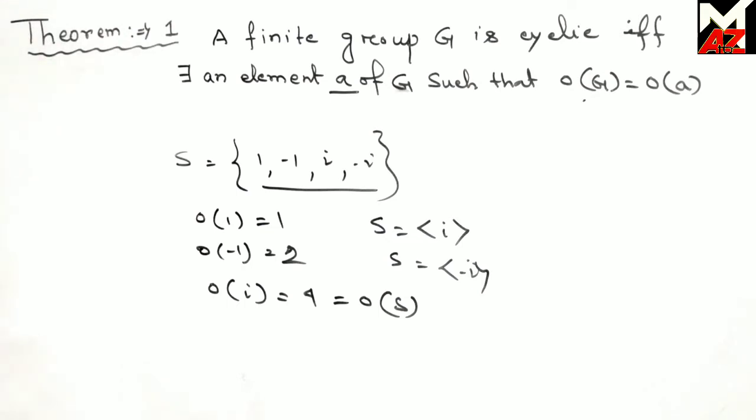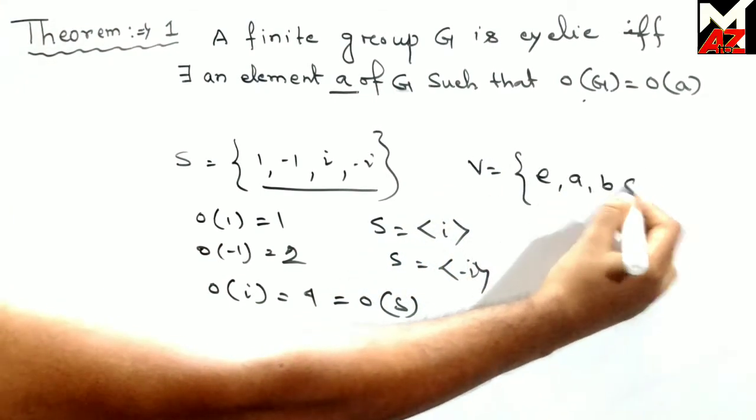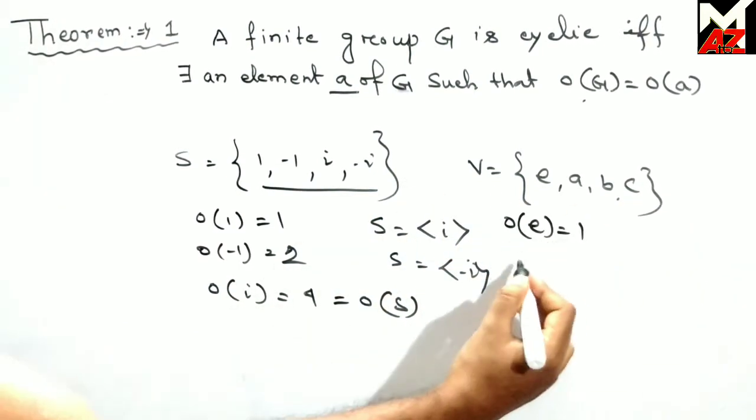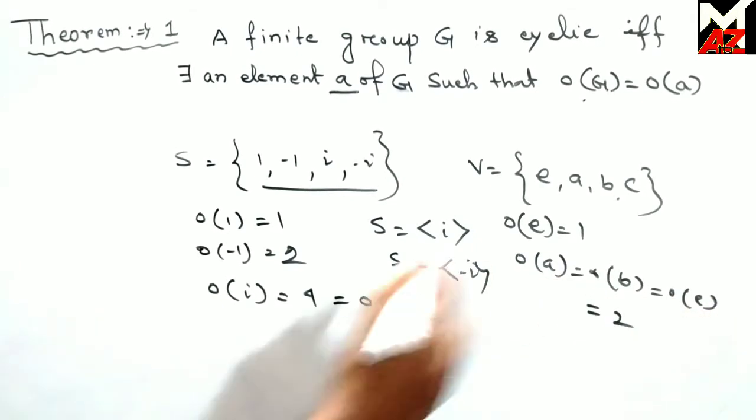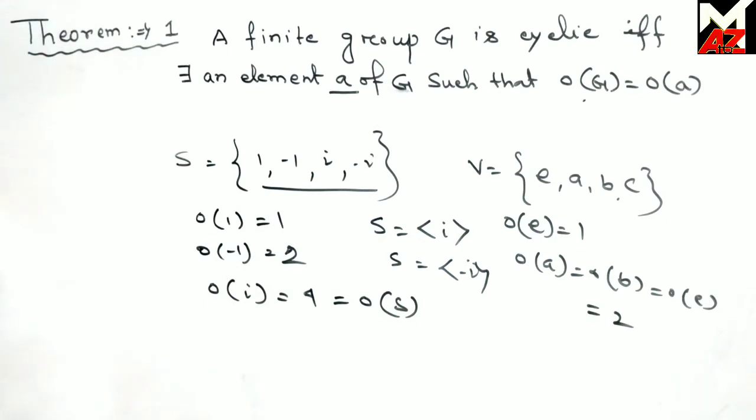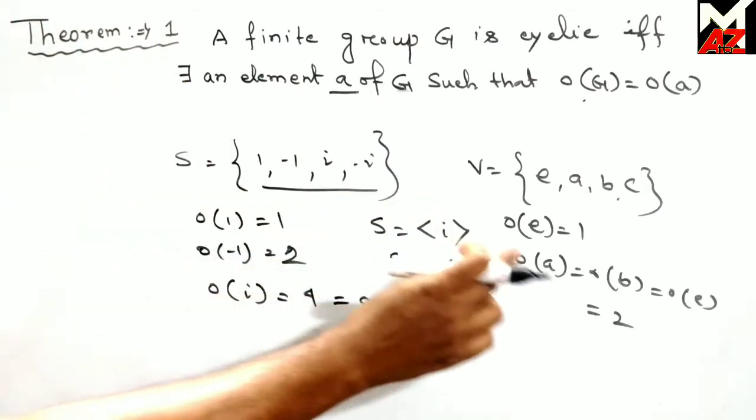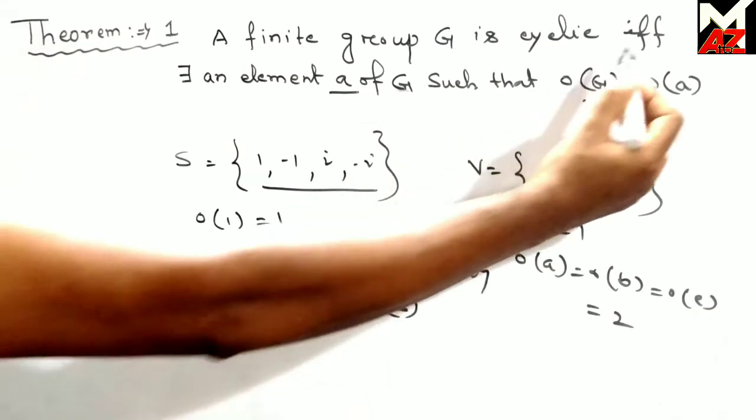Okay, and if we take Klein's four group, V contains e, a, b, c, and we know that order of e is equal to 1 and order of a, order of b and order of c all are equal to 2. So there exists no element of order 4. That is, there exists no element such that the order of this element is equal to the order of the group. So this is not a cyclic group because this is an if and only if theorem.